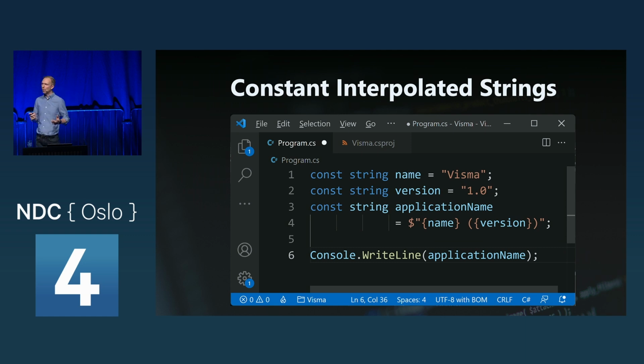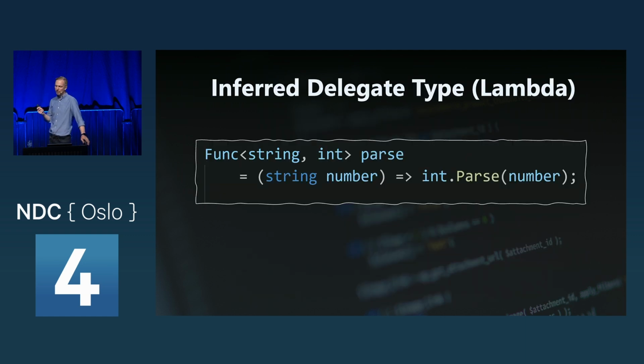A little bit more of an important language feature is when we're working with lambdas. So in this case here, this is C# 8, where I'm saying that I have a function. It will return an integer. It takes a string as an input, and then it does something.